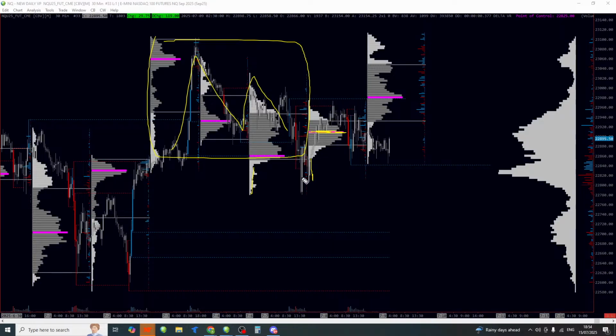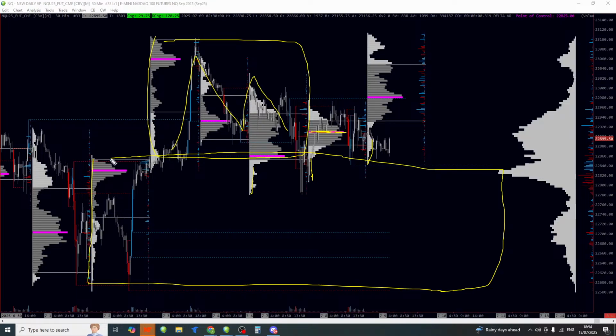When we came outside of this range, there was very little volume here. On the second attempt, very little volume. Third attempt, look what happened, very little volume. So this is telling us that price is not accepting inside this lower range. It's not accepting it because there's low volume.